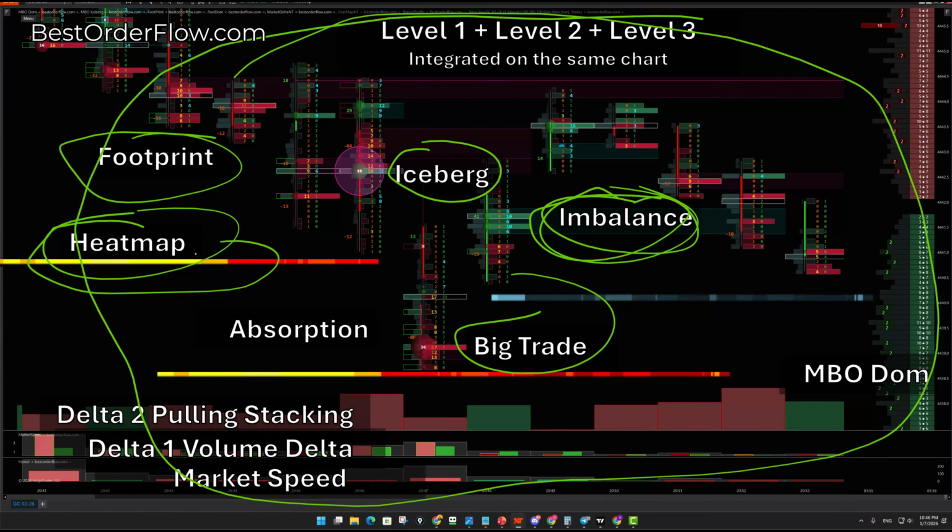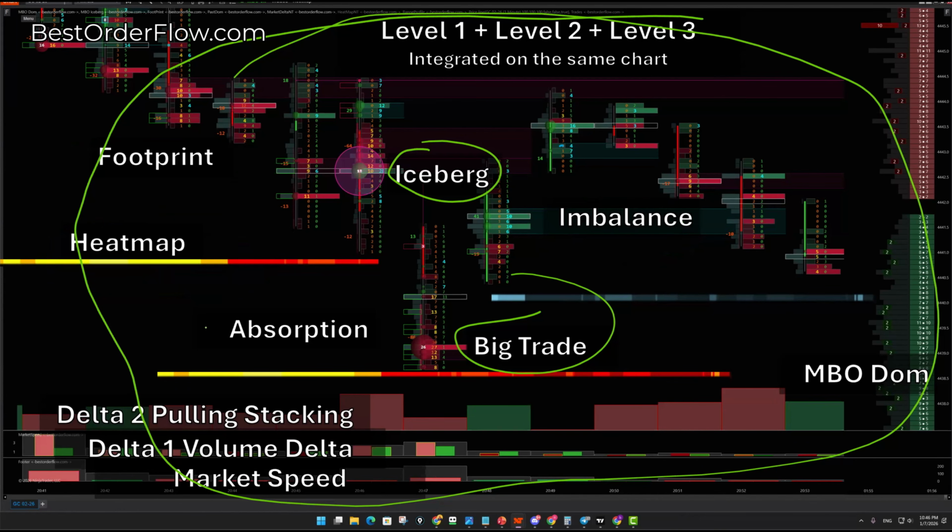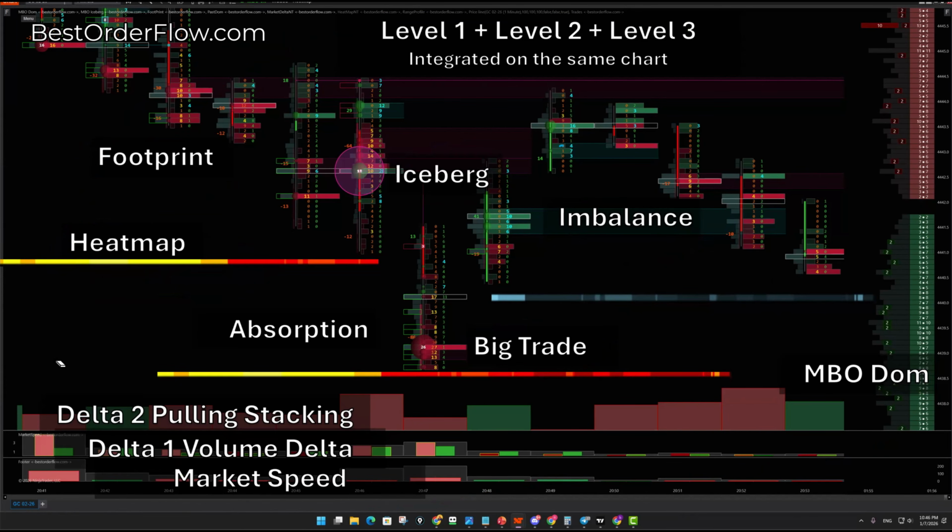And how do you add imbalance on the heat map? Only if you add the footprint. And there's no software out there. If you take a look at Deep Dome, if you take a look at Bookmap, none of that software can be congruently integrated on the same chart, because this is the uniqueness of the best order flow indicators: you can position any indicators that you want on the same screen, on the same monitor, and you don't have to be concerned how many monitors you need, especially when you travel, to have it with you, but it is all integrated.